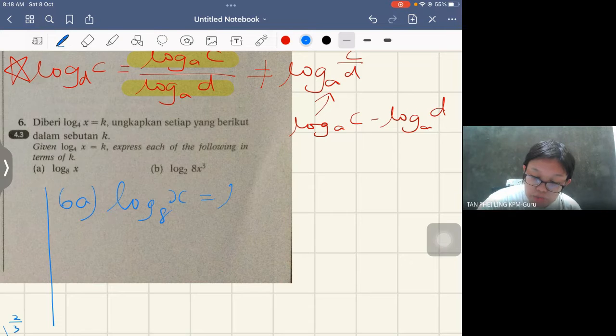So you will change to base 4 first, over log base 4. Do you get me? Change to the same base first. Okay? Then you will have x on top and then 8 at the bottom. Is that okay? Everybody is good, huh? So I'm just using what I have written on top.